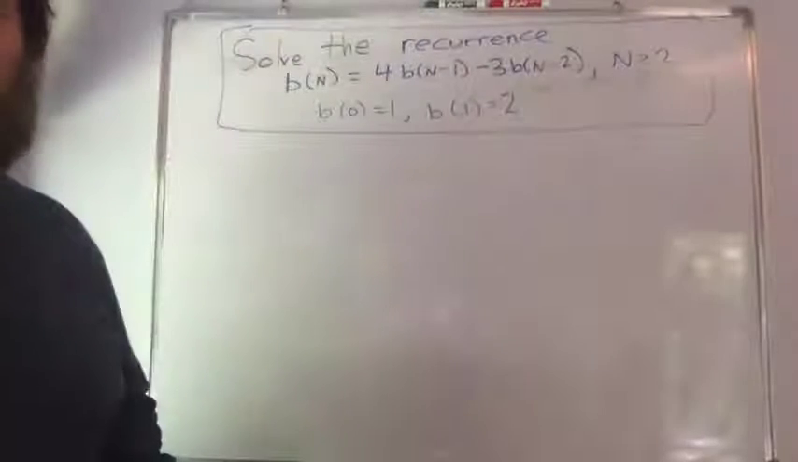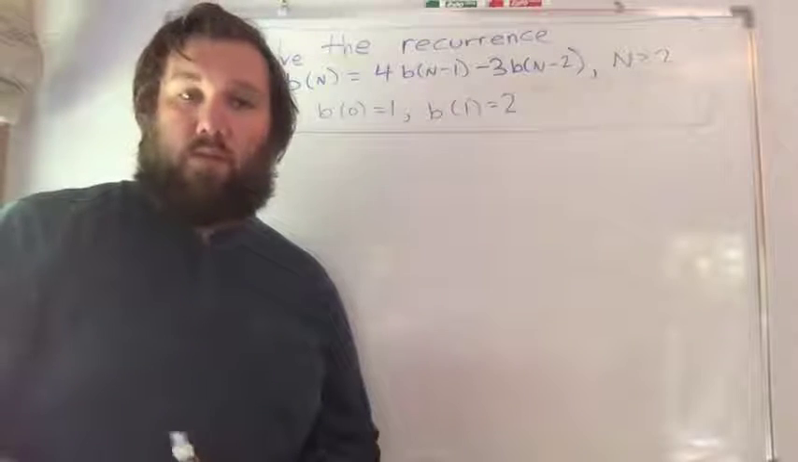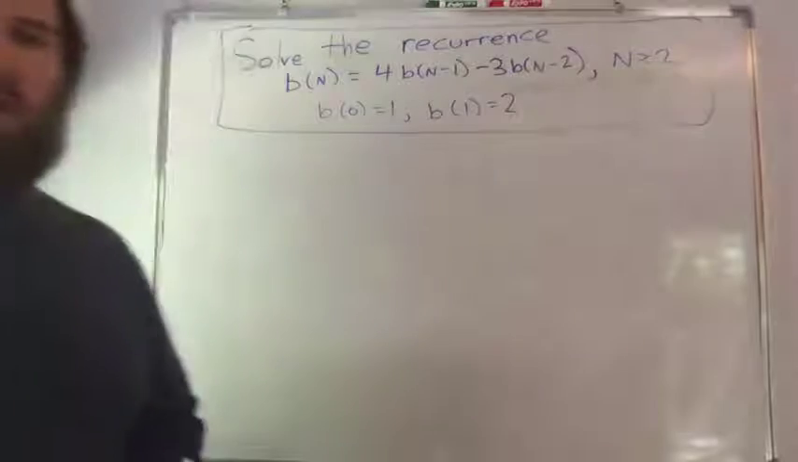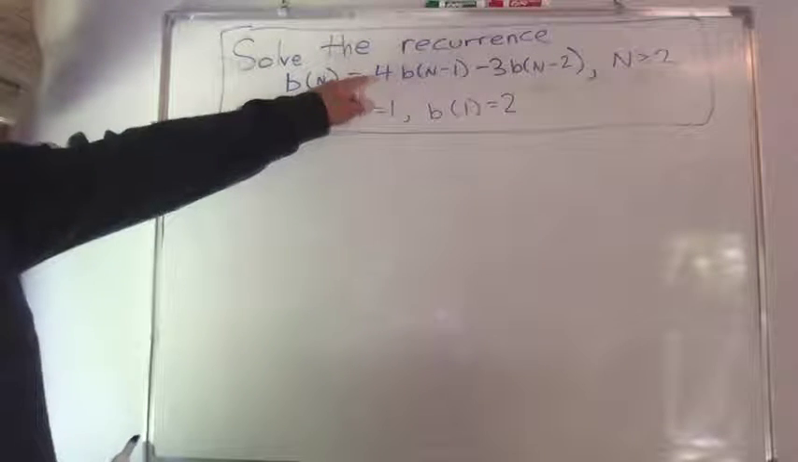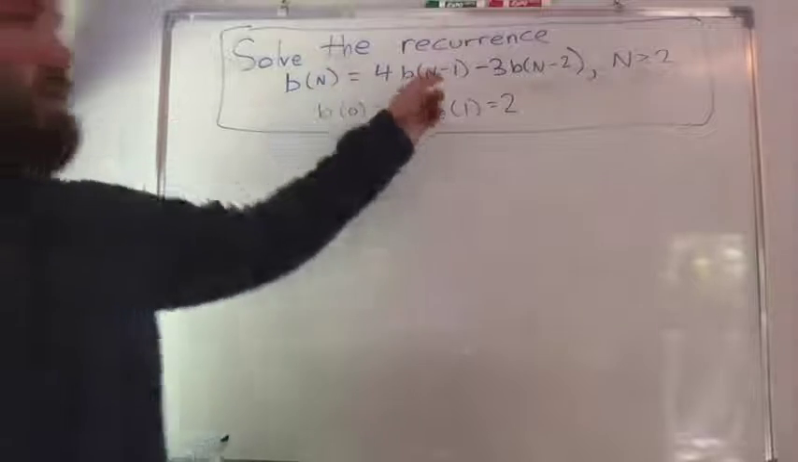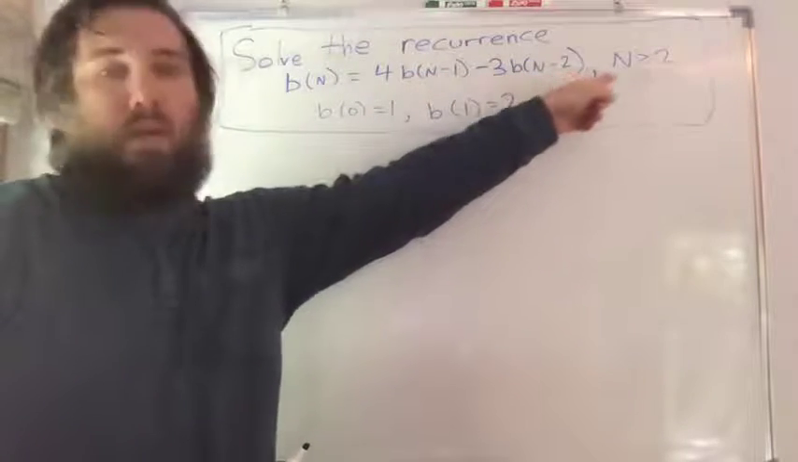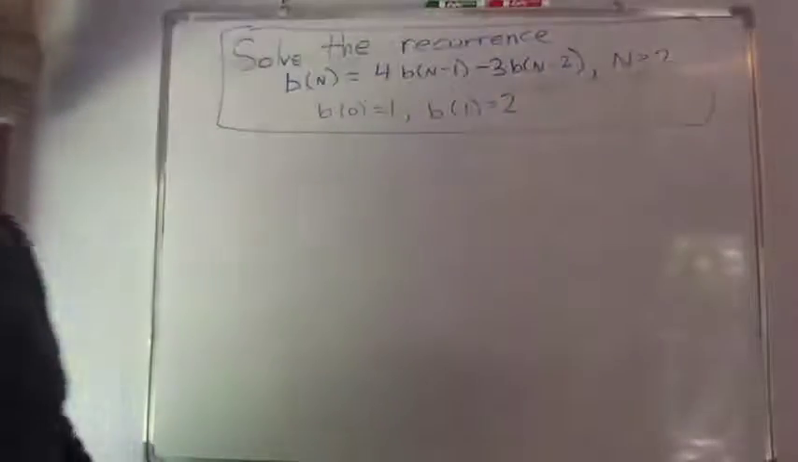Okay, so let's look at another recurrence where we can find the closed form solution using generating functions. And here I'm looking at the recurrence b of n equals 4 times b of n minus 1 minus 3 times b of n minus 2, where n is greater than or equal to 2.